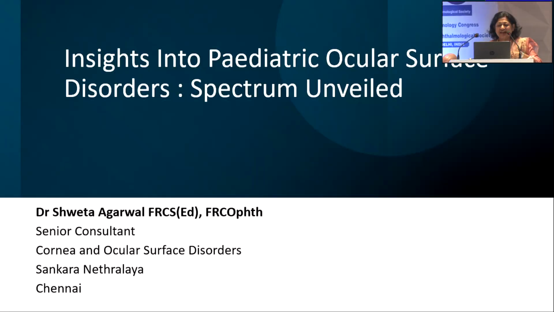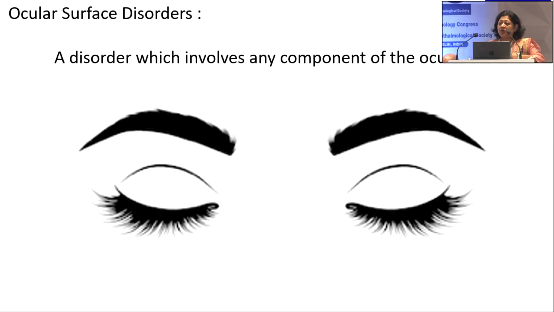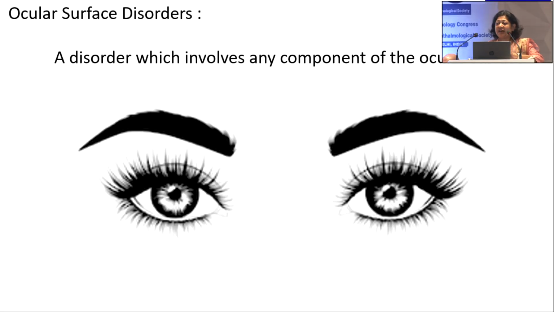audience for us. So I'll take you through the spectrum of the pediatric ocular surface conditions that we usually encounter. Now, what do we mean by ocular surface disorder? A disorder which involves any component of the ocular surface. That starts from your eyelids to your eyelashes, to the conjunctiva, to your fornix, to the cornea and the limbus, along with your blink.